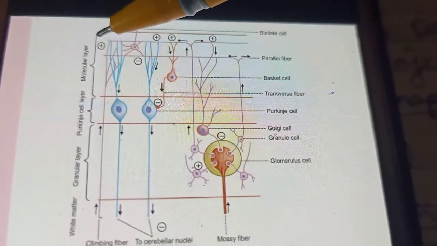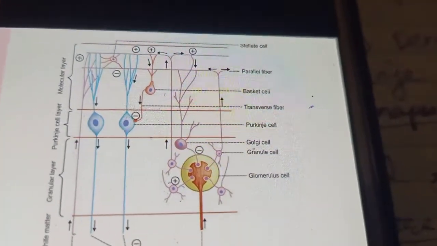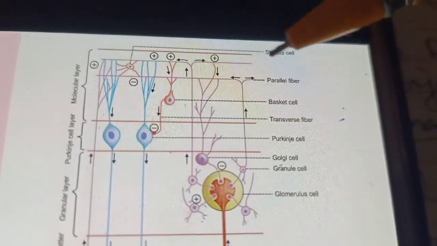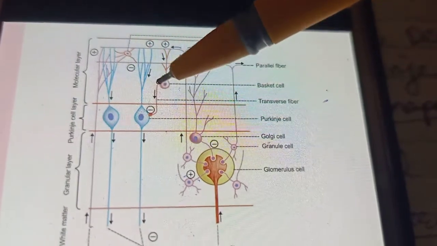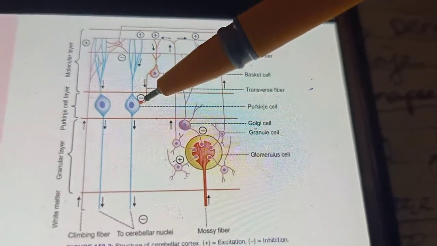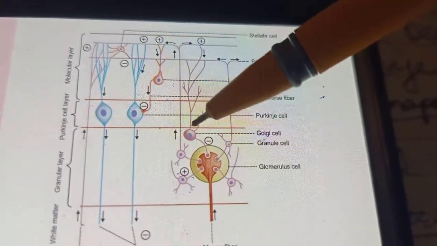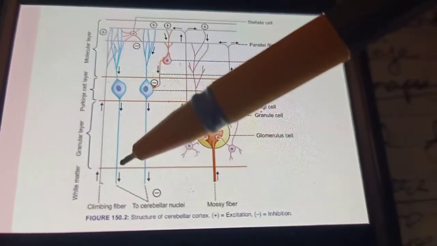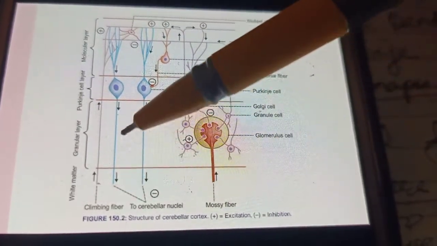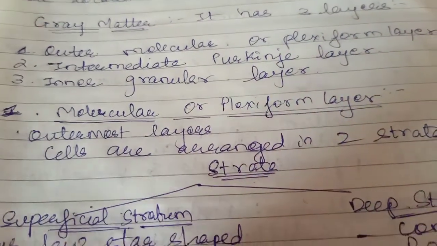This is the molecular layer, the Purkinjean cell layer, granular layer. Just get versed with the names: stellate cell, parallel cell. These are the basket cell. These are the transverse fibers. Purkinjean cells, Golgi cells, granule cells, and the glomerulus cell. These are the climbing fibers, okay, to the cerebellar nuclei, is coming out here, and mossy fibers. Okay, now we'll see what is the importance of each and every cell.